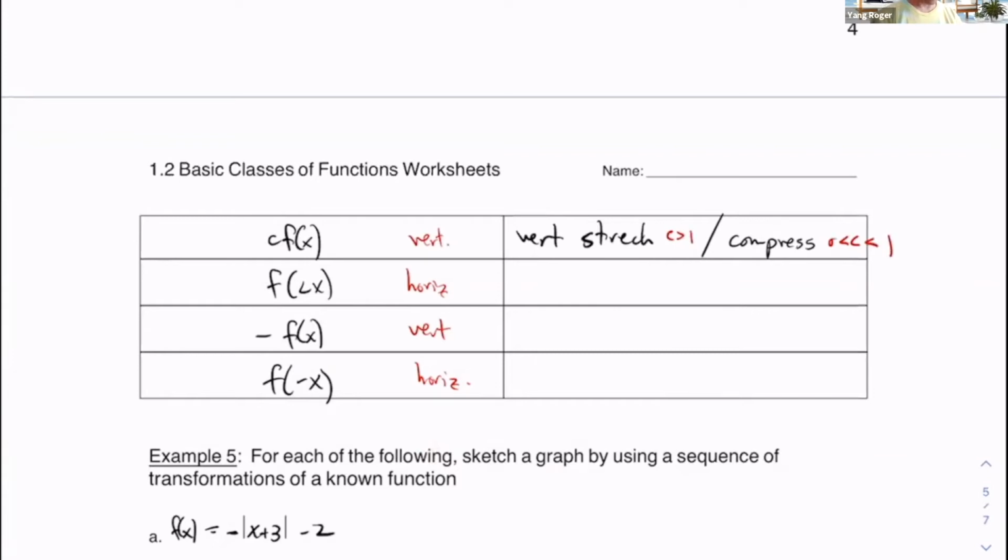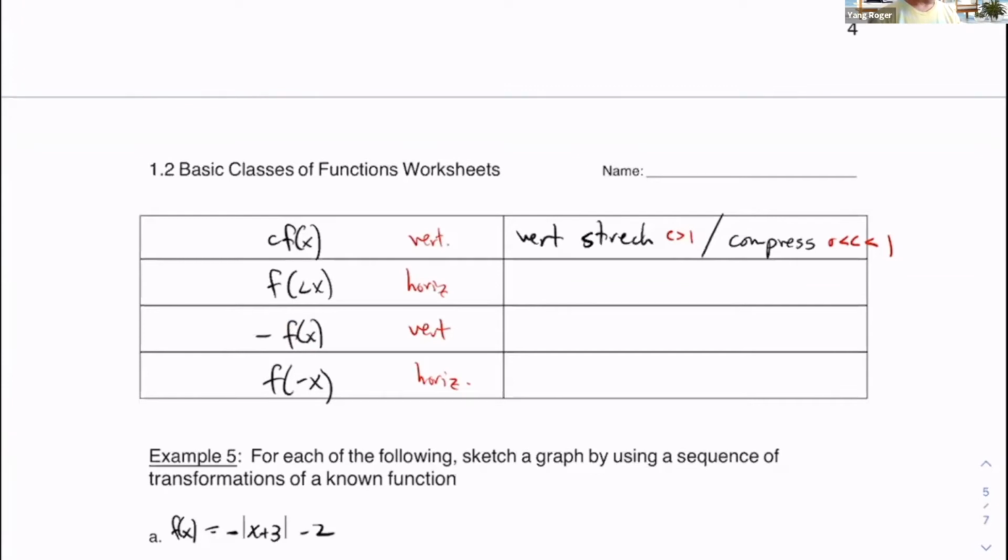Does anyone want to ask the obvious question of what happens if C is negative? No. Because maybe it's obvious to you that we handle the negative case down below. So that negative part is going to be a vertical reflection. Okay.